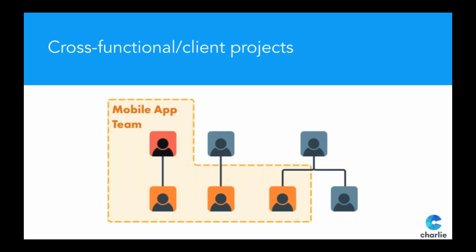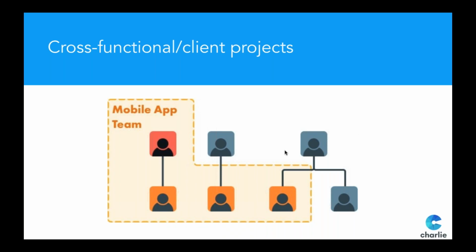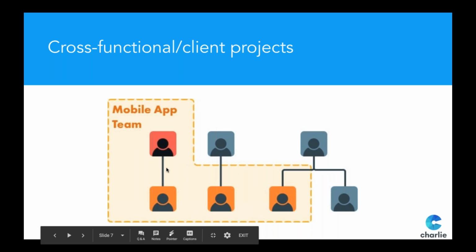You might work in more of a cross-functional or client project setup. So here, again, what you'll want to do is create your line managers first. So you've got one person who's line managing another employee, same, and then one person line manages 2 employees. So you'll set that up first. Then what you're going to want to do is create a team called mobile app team, for example, and then we'd add 4 employees into that team.